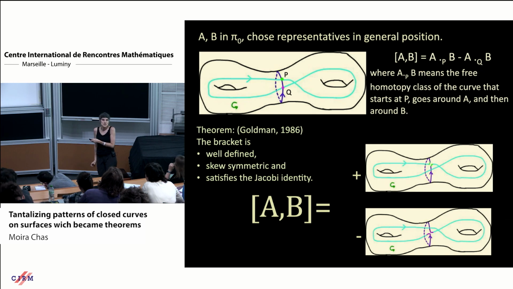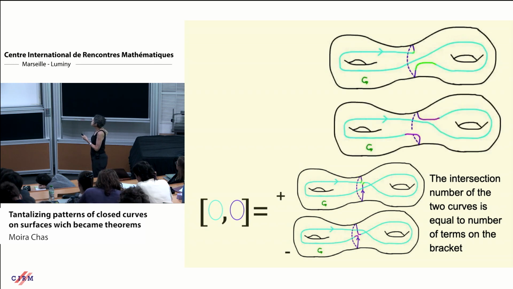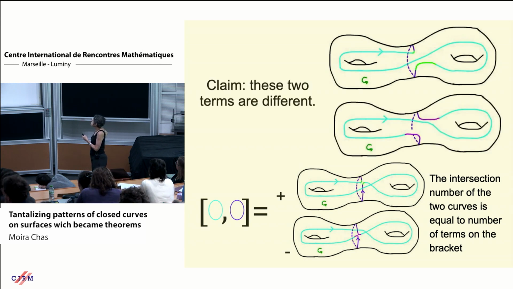And it satisfies the Jacobi identity, which you can ask me at lunch. It's a nice proof, but time is always finite, so I'm not going to do that proof. And in this case, one could check that these two terms are different free homotopy classes. They don't cancel with each other. The bracket is non-zero. And I'm not going to prove that, but trust me.